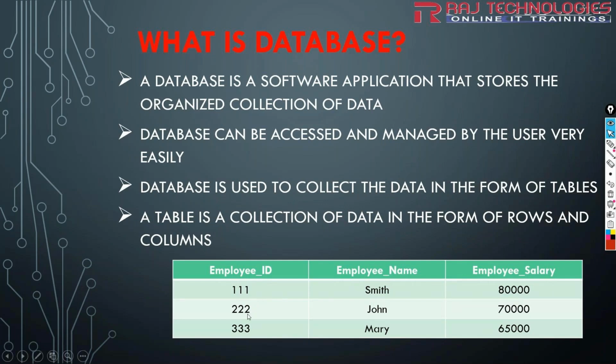See one more, 222 John 70,000. This is also one more record, one more row. 333 Mary 65,000. This is also one more row, or you can even call it a record. We can even define a table as a collection of related records. It's a collection of records.